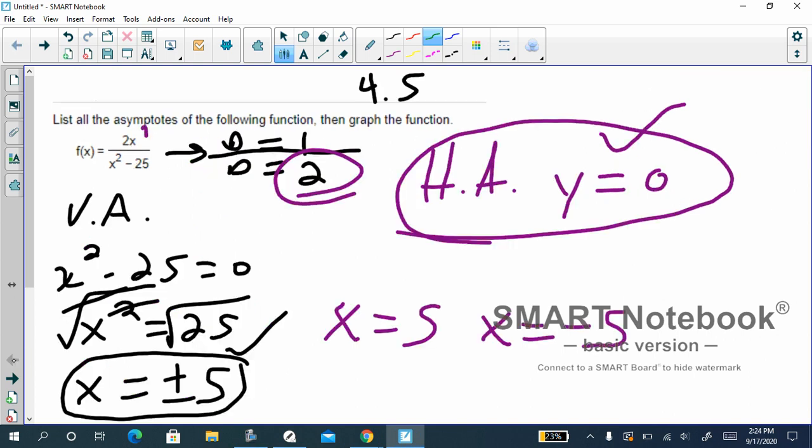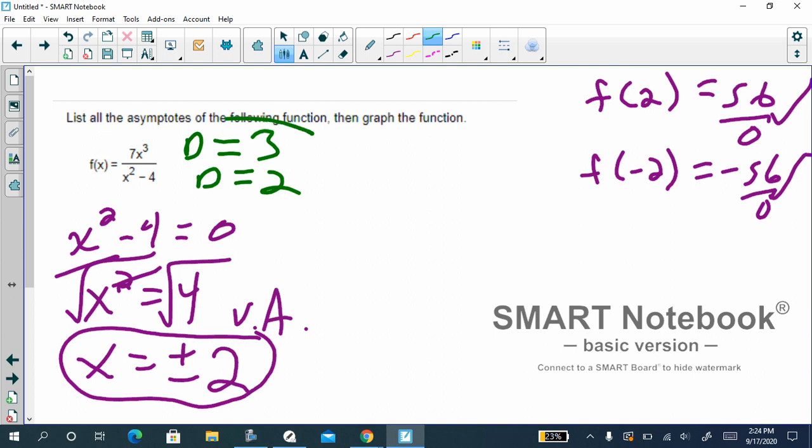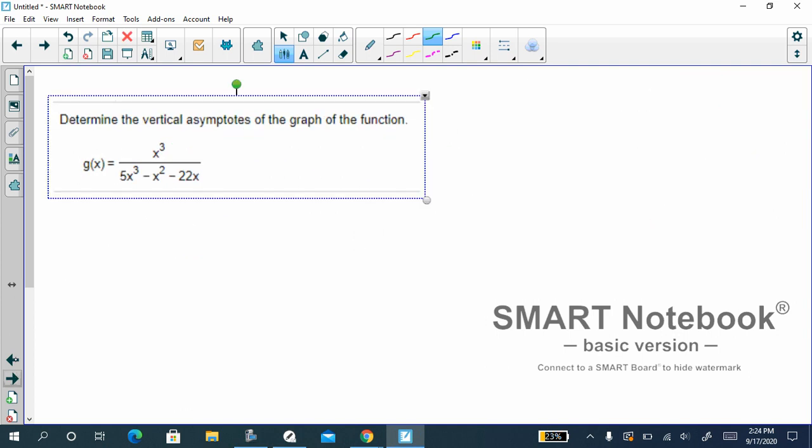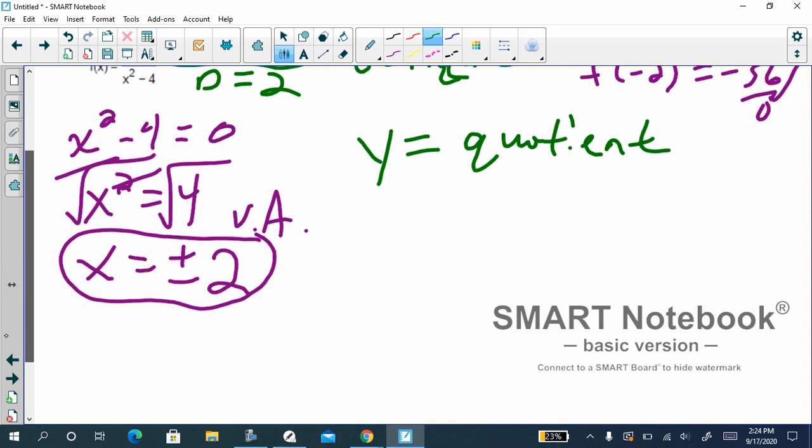So the previous one, if the degree on bottom was bigger, we had a horizontal asymptote at y equals 0. If the degree on top is bigger, by exactly 1, we have an oblique or a slant asymptote. And the way we determine the equation of that asymptote is it's y equals the quotient. We need the quotient if we divide this function, and that will tell us the equation of that slant asymptote.